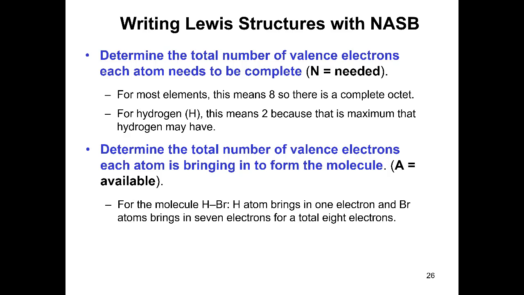Then the available is how many valence electrons each one of those atoms is bringing in. Hydrogen has 1 valence electron, so that's how many it brings. Boron has 3 because it's in group 3A. Bromine, Br, has 7 because it's in 7A. So remember, the valence electrons are the group numbers. That's how you can tell how many.